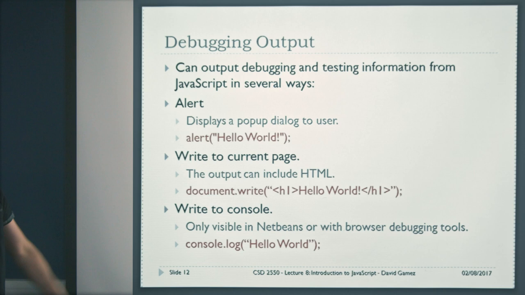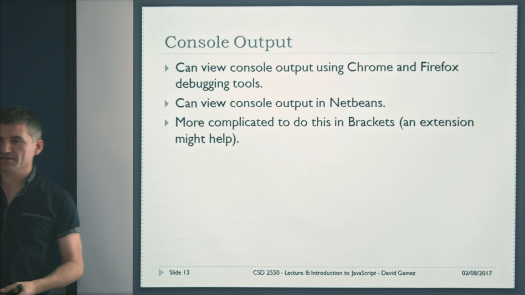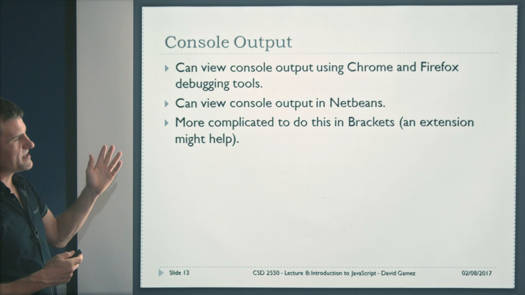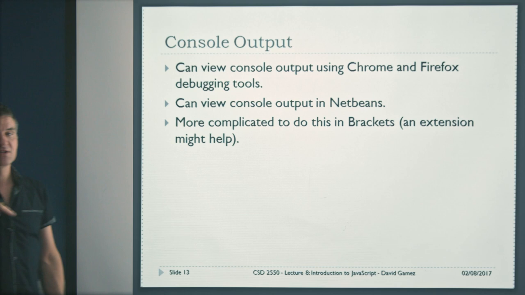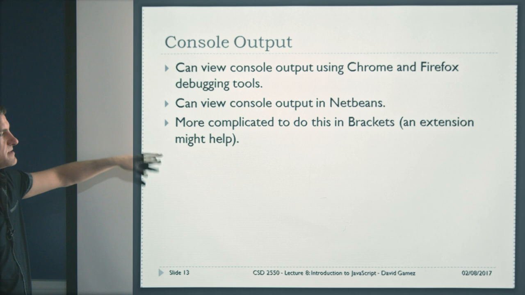So console output. When you do something like console.log, you need to see the output. Now Chrome has these wonderful debugging tools, and you can see the console output in Chrome, and I'll show you how to do that. You can also view it in NetBeans. NetBeans has an output window when you're running JavaScript, and it'll show you the output from the JavaScript there. Brackets, it might be possible to do. I had a quick go at this. It seems that Brackets needs an extension to show you the output from the console, and I couldn't get the extension to install, but maybe you can get that to work. So I've kind of given up on Brackets because I need console logging in my JavaScript. That's why I've gone back to NetBeans, but maybe you'll have better luck with that.